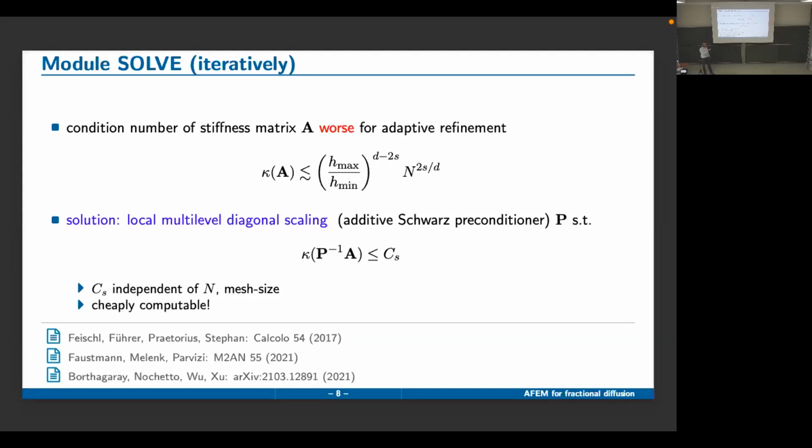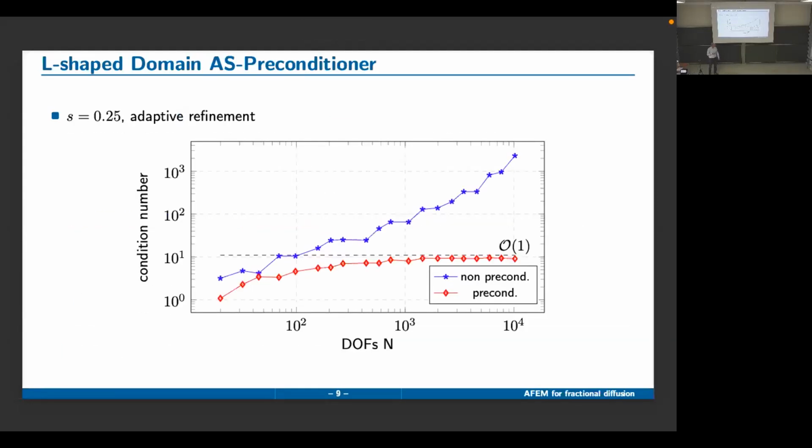And one more thing, Riccardo Andreotti and his co-workers actually improved on our bound, using some trick on the coarse space in this multilevel decomposition to get rid of this s dependence. Okay, to show you the performance of our preconditioner, this would be an adaptive refinement in 2D for parameter 0.25 on the L-shaped domain. You can see the non-preconditioned system has a condition number which grows pretty fast, and our condition number is essentially bounded by n.